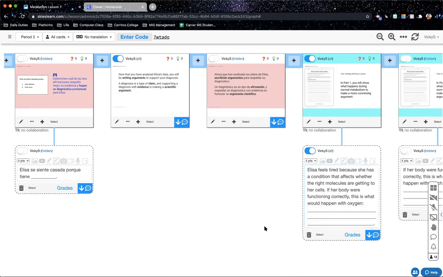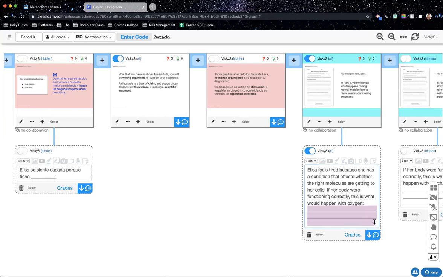So let me give you guys a few minutes to think about that. Miss, I don't get it. What do you not get? Where we're supposed to do Elisa feels tired because she has a condition. Mm-hmm. So right here, what we're going to write is what happens to an oxygen molecule in a normal body.